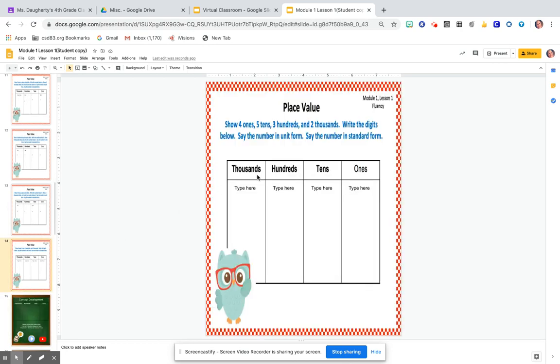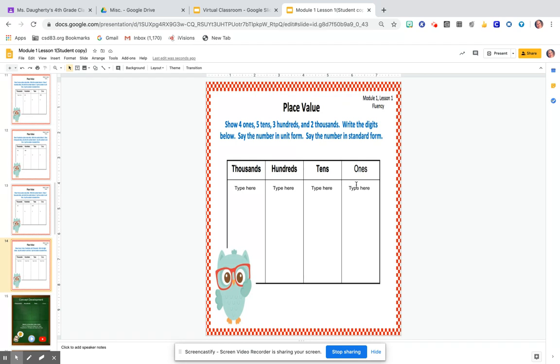Okay, go ahead and hit pause. Go ahead and attempt this one and then come back to me. I'll show you how to do this. Okay, so this one says show 4 ones, 5 tens, 3 hundreds, and 2 thousands. Write the digits below, say the number in unit form, say the number in standard form. All right, let's break it down.